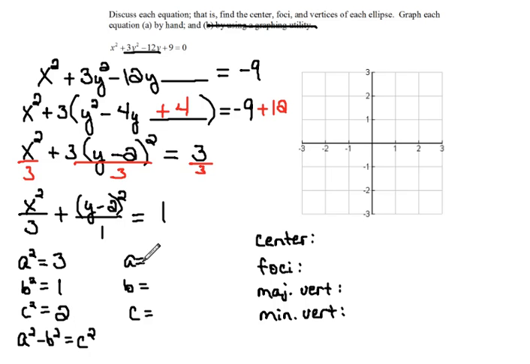Okay, now we can find our a, b, and c from those. A would be the square root of 3. And remember, that came from underneath the x's. B would be the square root of 1, which is 1, and that came from underneath the y's. And c is going to be the square root of 2. And remember, a and c are always on the same line. Now we'll go ahead and use those and finish this out in the next video.